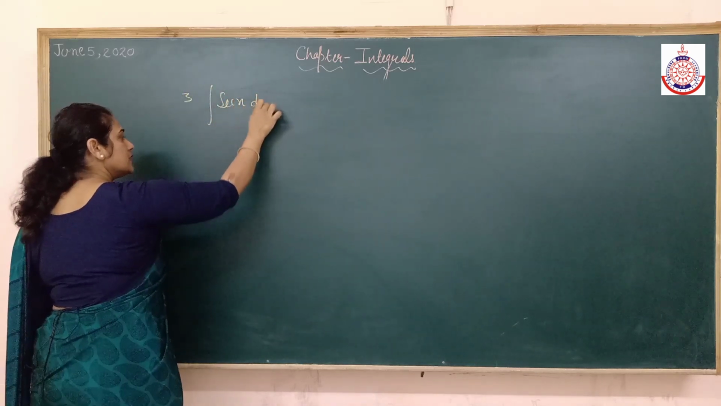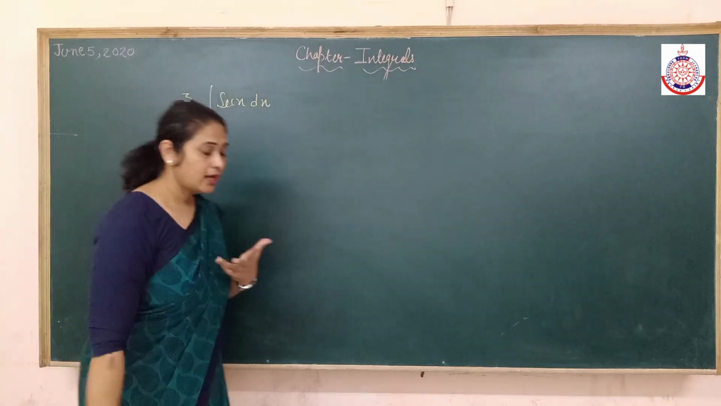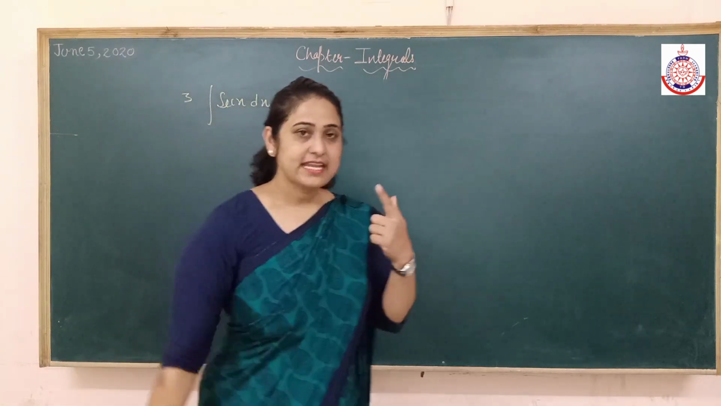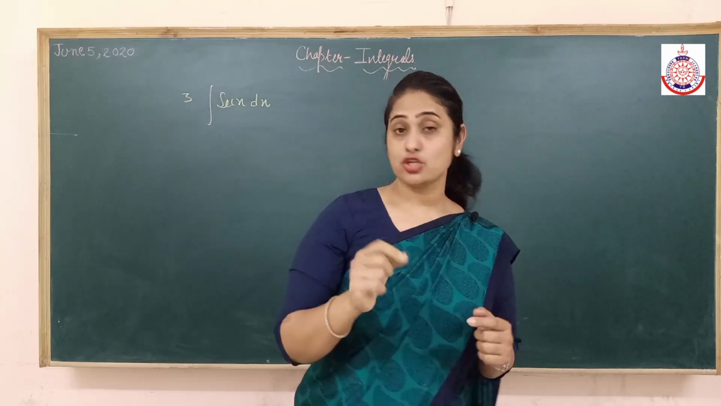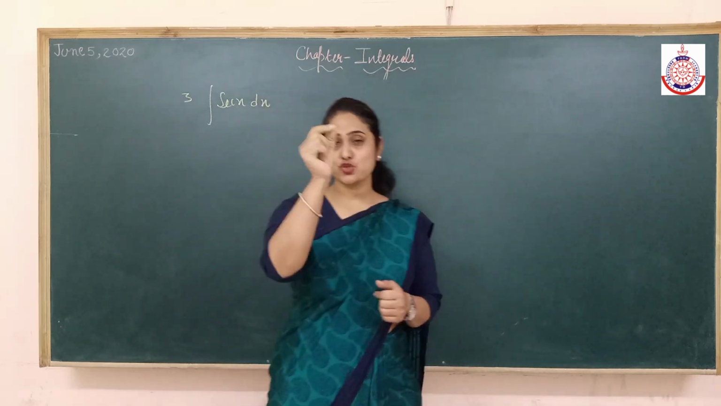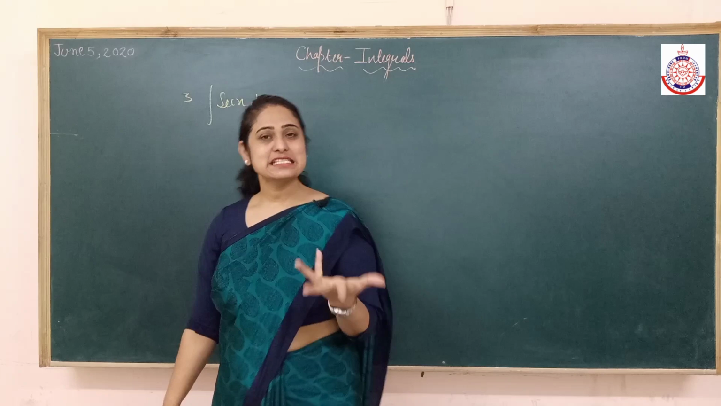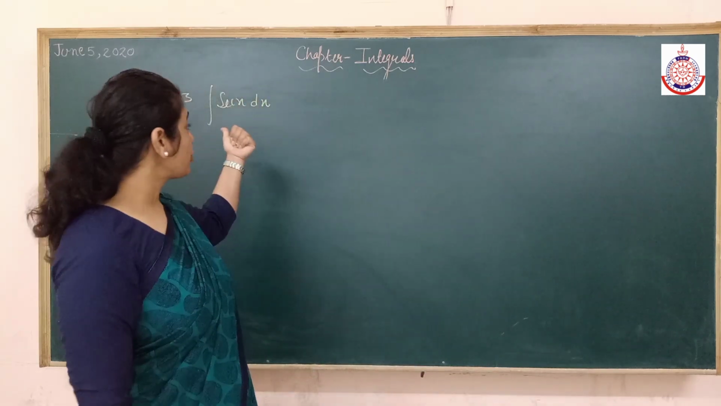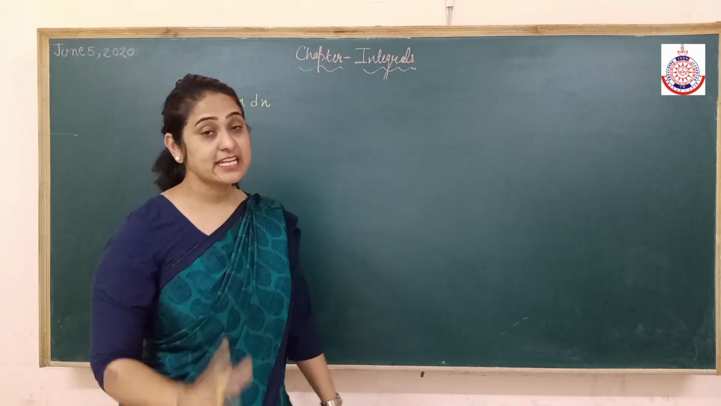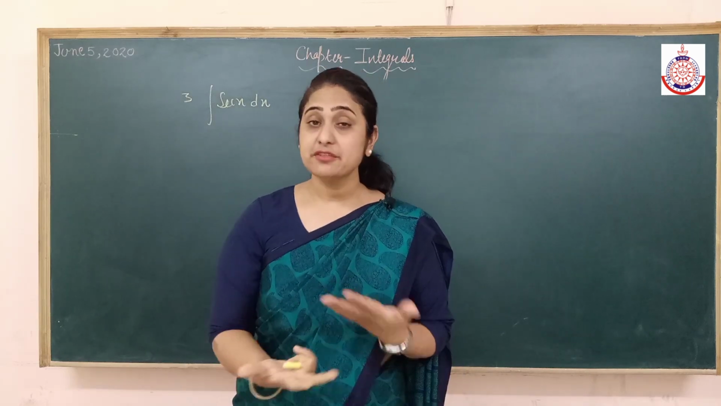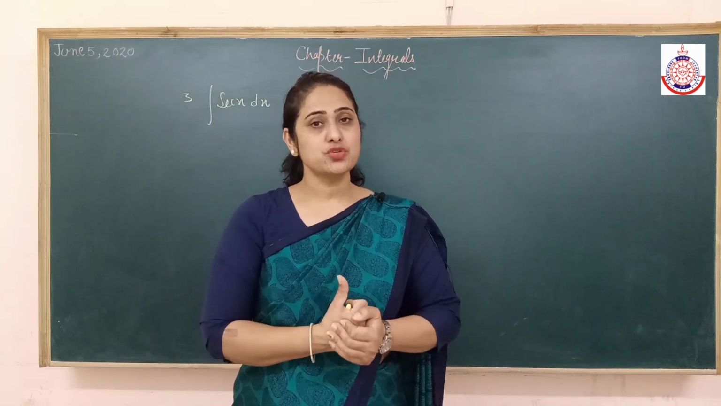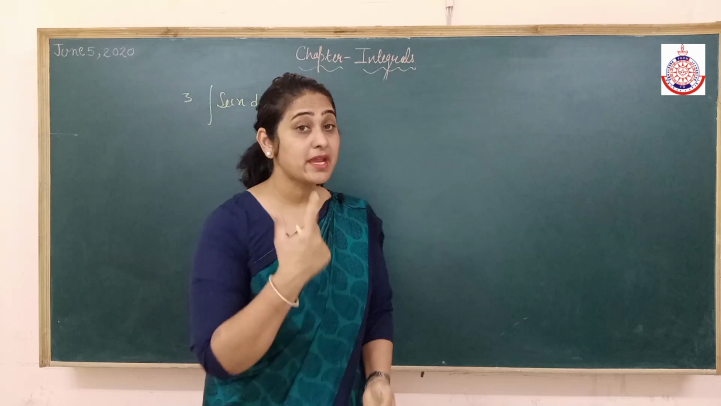secant x dx. Now, in tan I had sine upon cos, and the differentiation of cos was given. In cot it was cos upon sine, and the differentiation of sine was given. But here it is a problem. If I write secant as 1 by cos, I do not have a differentiation. So what to substitute? I have to make a differentiation.